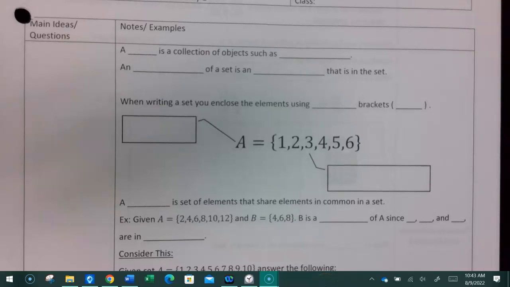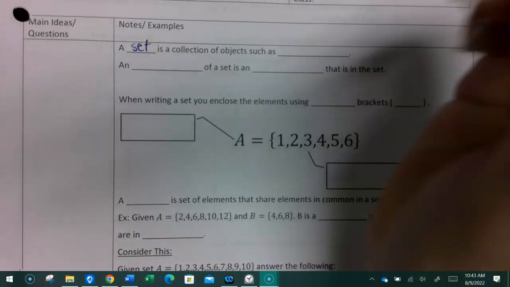So today we are going to talk about sets and real numbers. So a set is a collection of objects such as numbers.